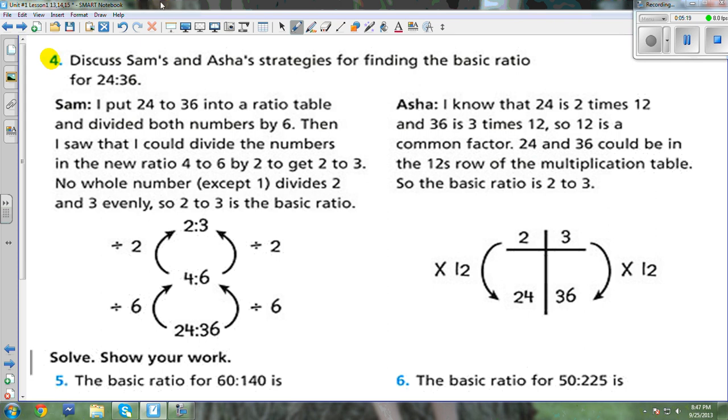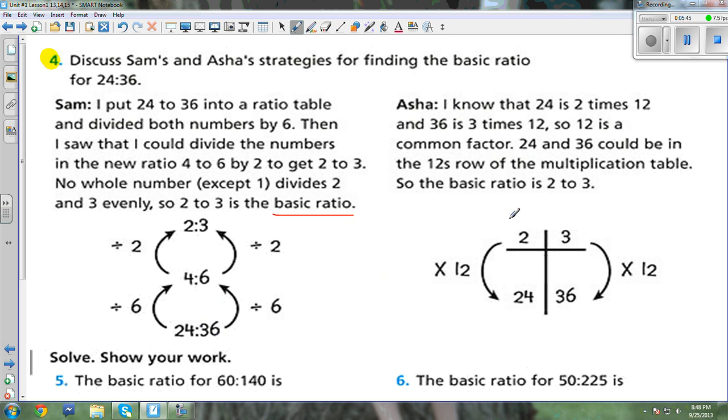So here you have 24 to 36 divided by 6 gives you 4. Divided by 6 gives you 6. 4 divided by 2 gives you 2. 6 divided by 2 gives you 3. So that's just another way, several steps into finding the basic ratio of, in this case, 24 to 36.